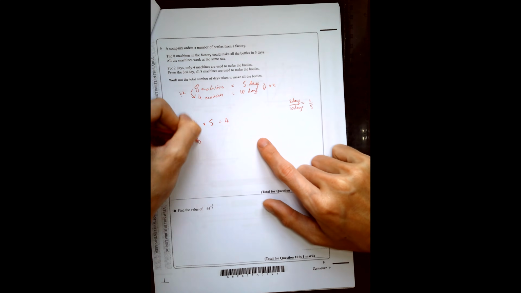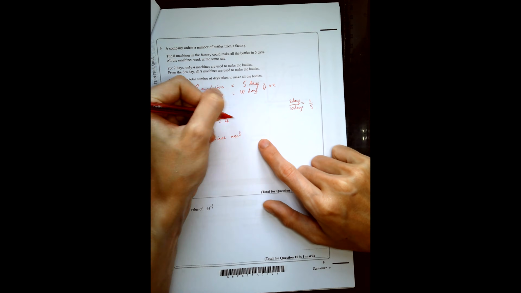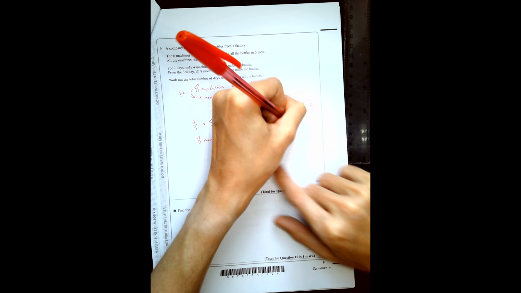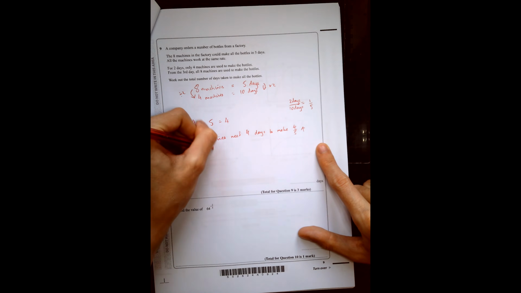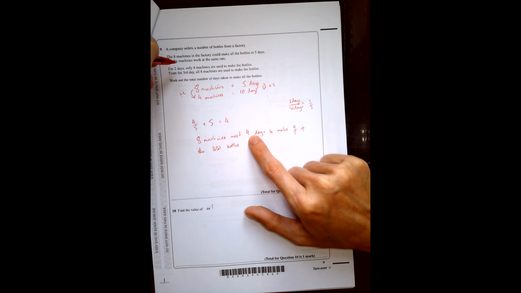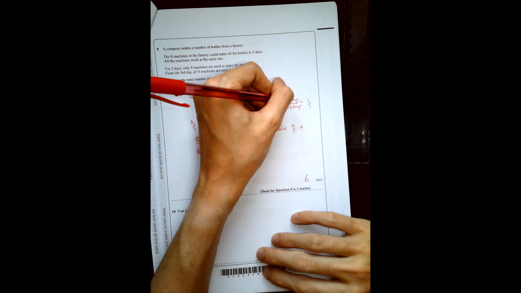So the 8 machines need 4 days to make 4/5 of the total bottles. So 4 days, add the 2 days, that's going to be 6 days. Okay, it's a little bit of a tricky question, that, because you've got to think about how many bottles they're going to make in that number of days. So it's kind of inverse proportion, and you're working out the proportion that 2 is of 10.